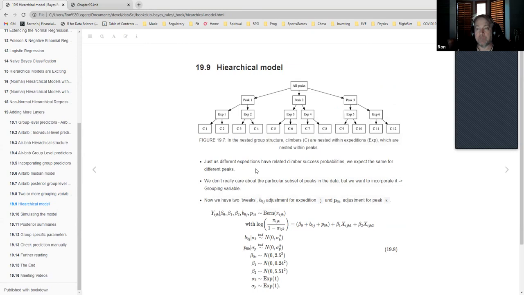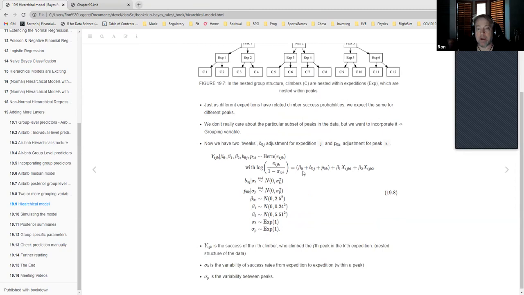And so to account for that variability, again, as they say, we don't really care so much about the particular peaks in the data, but we do want to incorporate it and account for it as a grouping variable. And then we end up now with this mess.